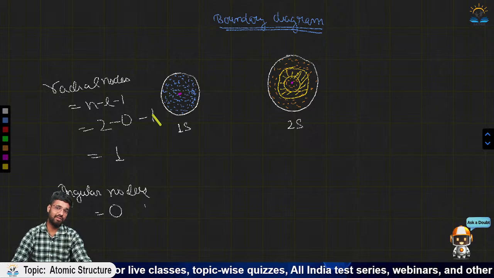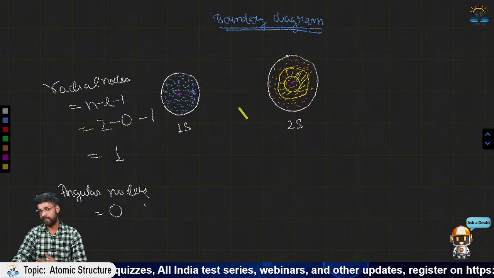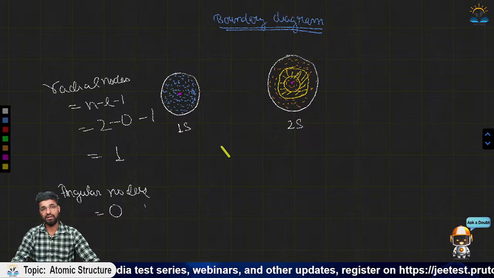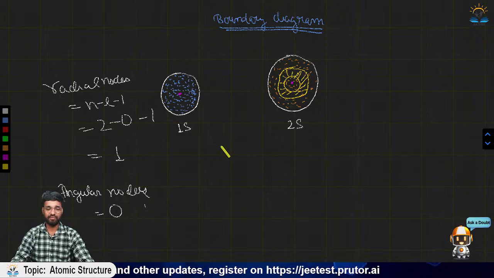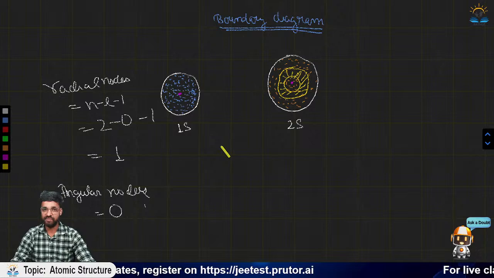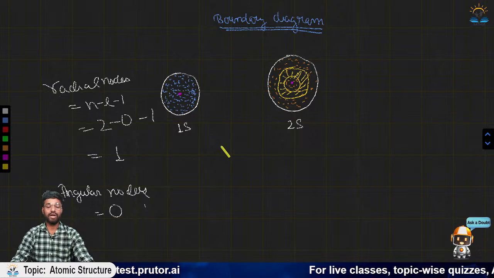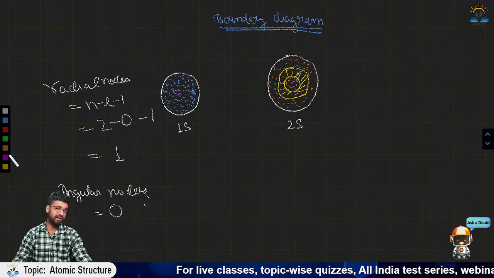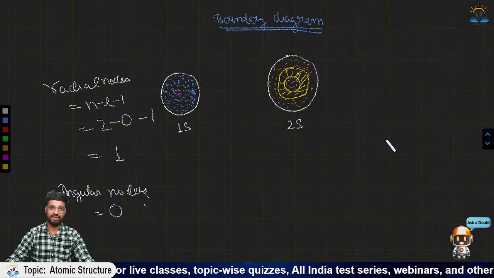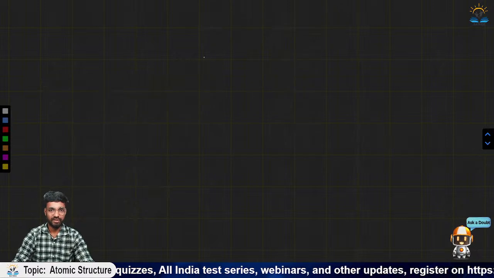Now what is angular node? The number of angular nodes does not depend on the principal quantum number. It depends upon the azimuthal quantum number. For any s orbital we are taking, whether it is 1s, 2s, 3s, or any other s orbital, there is no angular node present. Whereas if we consider a different example, suppose we take a p orbital, this is the shape of the p orbital.